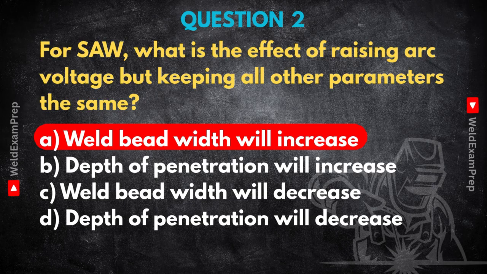Yeah, that's a really common assumption, and it's a great question because it shows how different processes react differently. In SAW specifically, the arc voltage primarily controls the arc length. So when you increase the voltage, you're making the arc physically longer between the electrode tip and the workpiece. Okay, longer arc. Yeah, and a longer arc is less constricted. It has more room to spread out sideways, so this wider arc spreads the heat over a bigger area on the base metal.